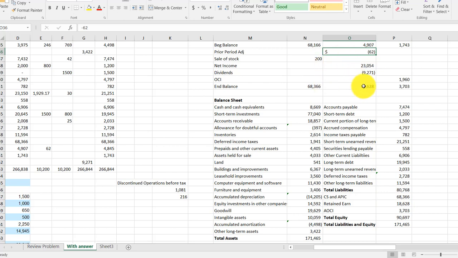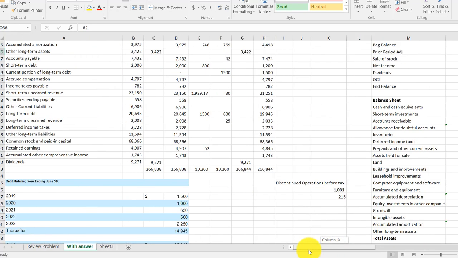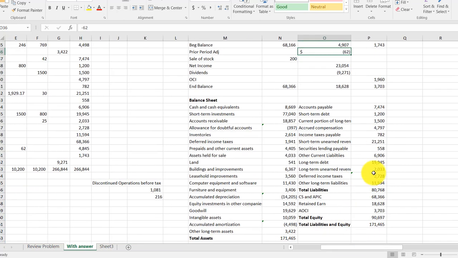So 68,366, the 18,628, the 3,703. Set this up with formulas in Excel, and it gets all taken care of for you. Our current assets, our long-term assets, our total, our current liabilities, long-term liabilities. Notice that the long-term debt, some of it has been moved to current portion because we know that 1,500 or 1.5 billion is due within 12 months. That's the definition of a current liability.